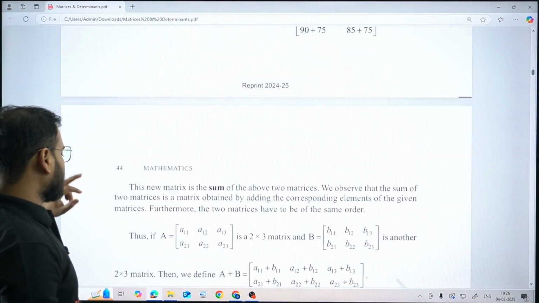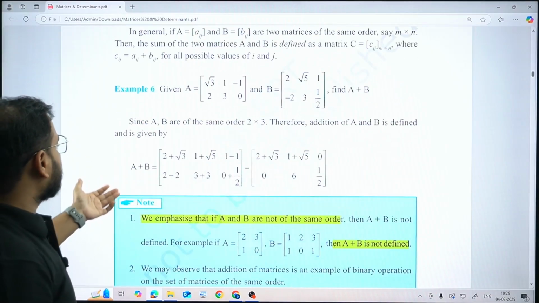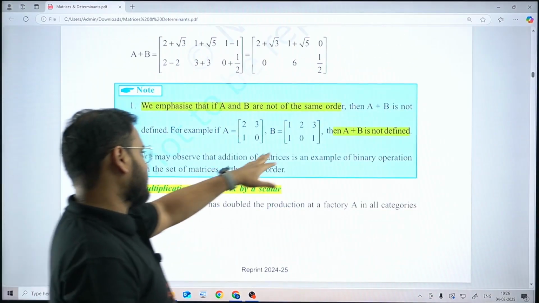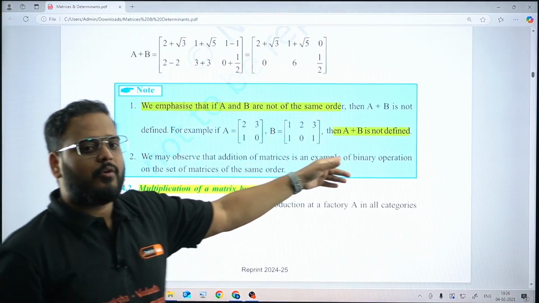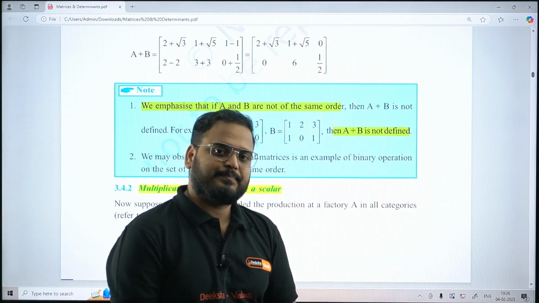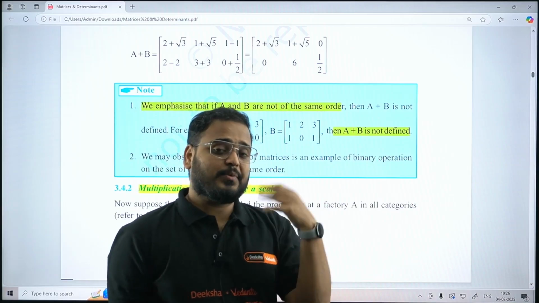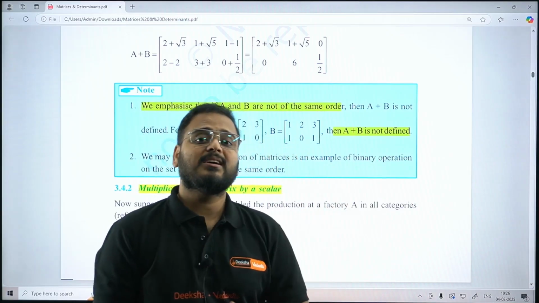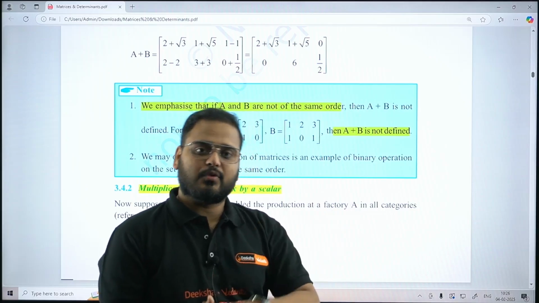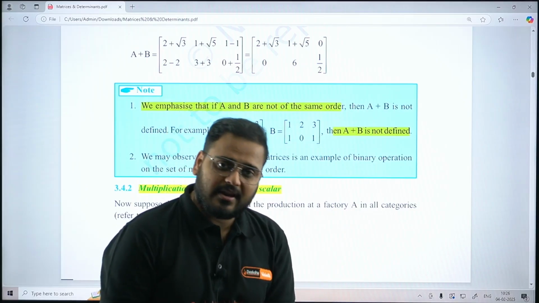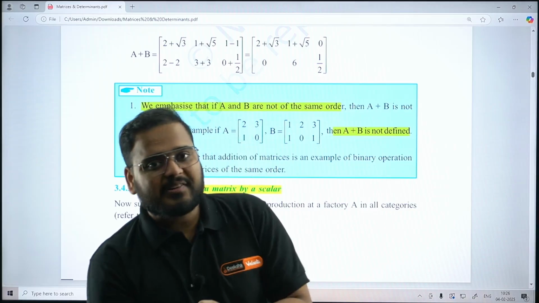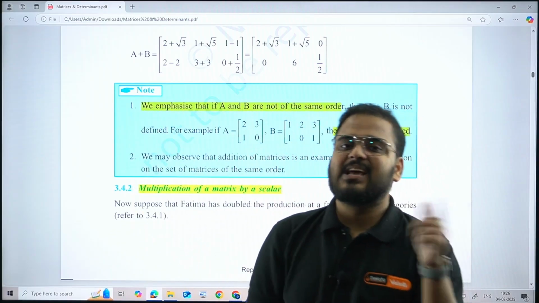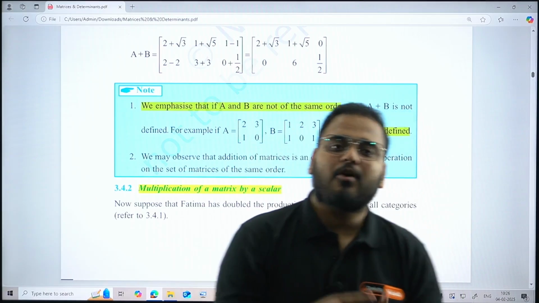Then the same goes with subtraction also. Whenever we don't have the same order, then we say A plus B is not defined. I'm not asking that this has to be a square matrix. Any matrix is okay, but the order has to be the same, whether rectangular or square. Agreed? You can't add two square matrices with the order 2 cross 2 and 3 cross 3. You must have the same order, then only you can perform the addition.